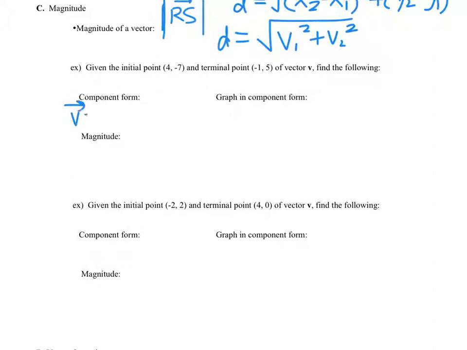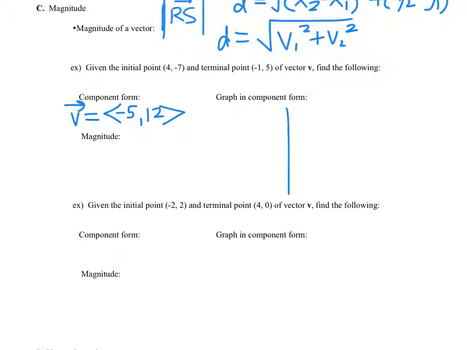So I'm going to say vector v is equal to, don't forget component form has these jaggedy brackets. They're not parentheses. And we're going to take the terminal minus the initial. Don't go the other way. That's going to be a different vector. So usually it's the second number minus the first number. So -1 minus 4 is -5. And 5 minus -7 equals 12.